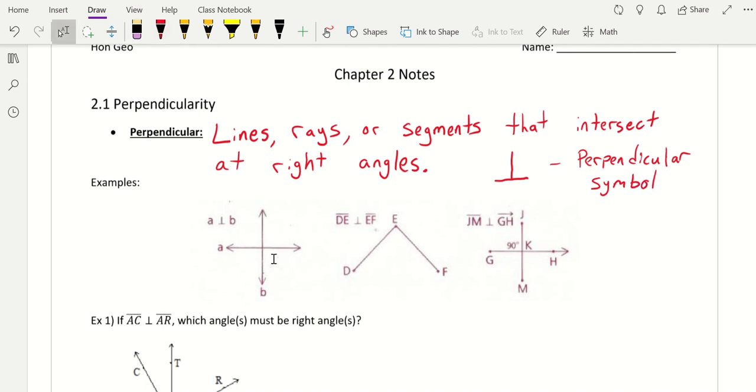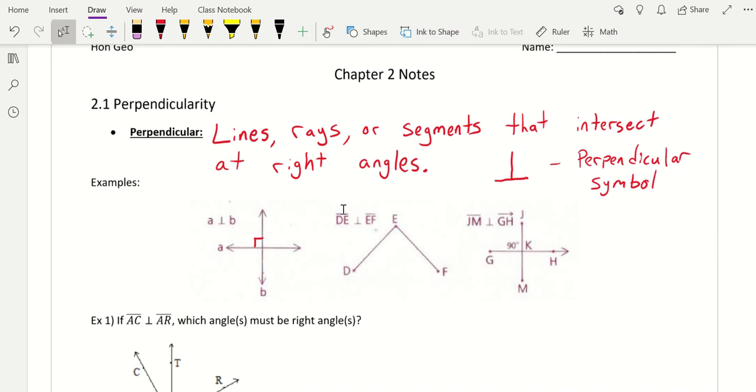So here are some examples. We said lines, rays, or segments. It could be a combination of these as well. So here we have two lines. A is perpendicular to B. You see this perpendicular symbol there. So let's put a little right angle symbol there in the corner so we know that those are perpendicular to each other. By the way, if you have two lines or line segments or rays that cross like this, all four of these angles are going to be 90 degrees. If this one's 90 degrees, these two are supplementary, meaning their sum is 180. We have to have 90 and 90. Same thing for the other two.